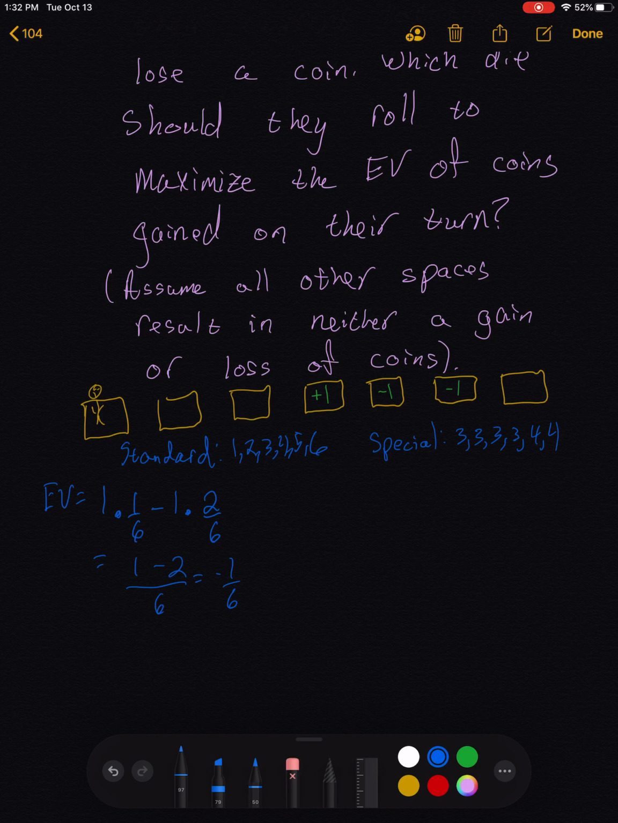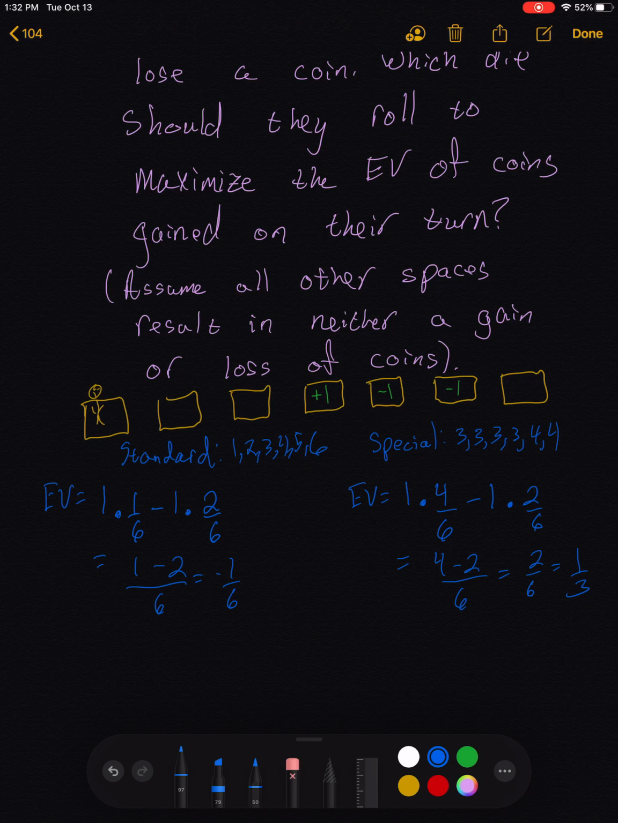Okay, the special die, on the other hand, if we roll a 3, then we gain a coin. So for the expected value for the special die, there are 4 possible outcomes of rolling a 3. So we have a value of positive 1, 4 out of 6 times. And then if we roll a 4, we lose a coin, so we have a value of negative 1, 2 out of the 6 times. So that's 4 out of 6 minus 2 out of 6. So that is going to be positive 2/6, which reduces to positive 1/3.